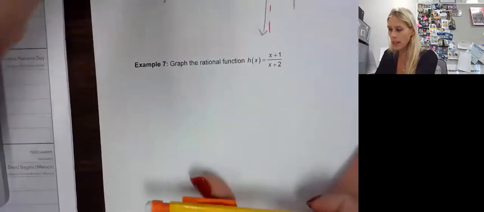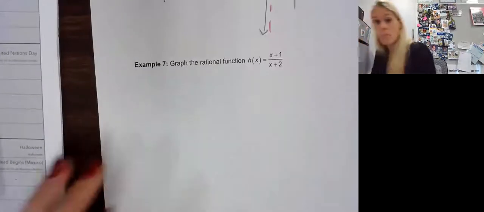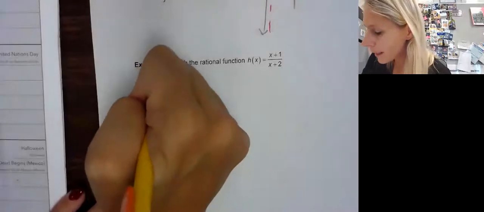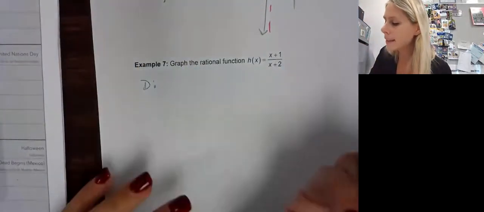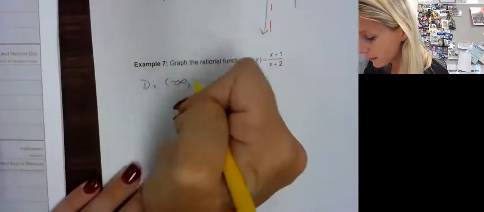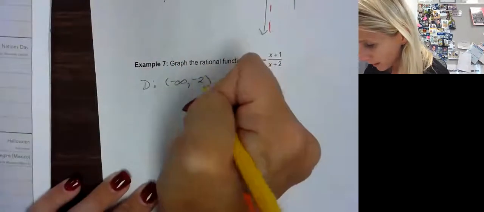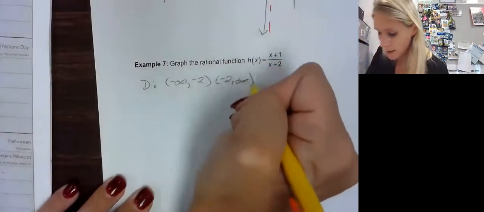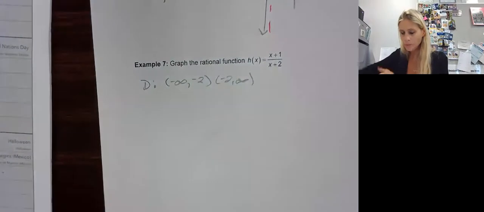Okay, let's do that again. We have a couple, just one more and we're done. Okay, domain. What can't x be? X cannot be -2, so our domain is -infinity to -2 and -2 to infinity. All right, now reduce it. Can we reduce anything? No, we're done.